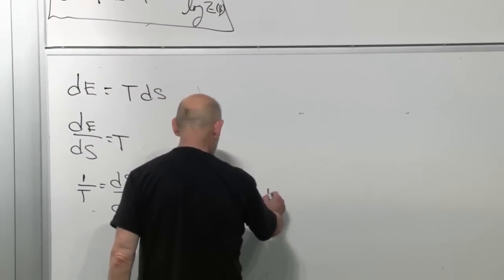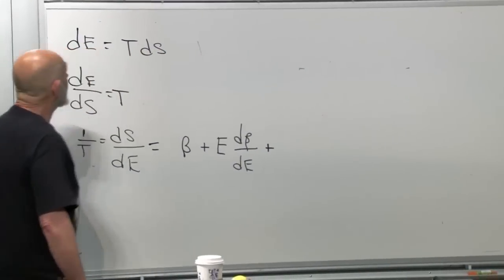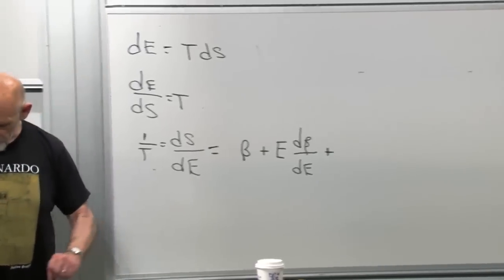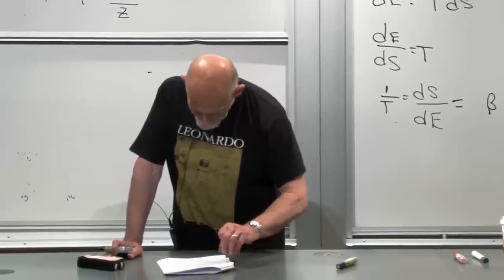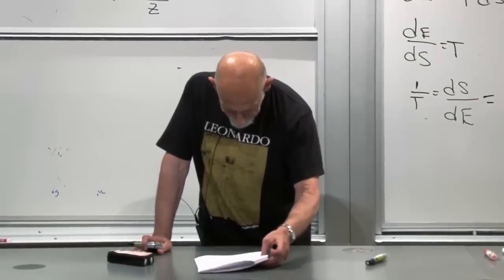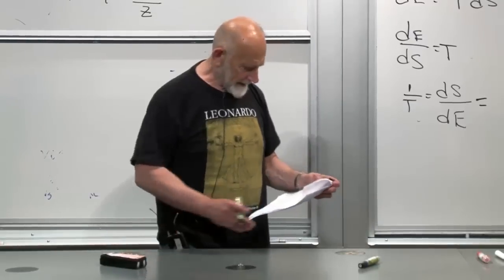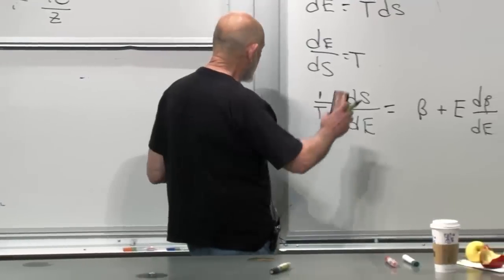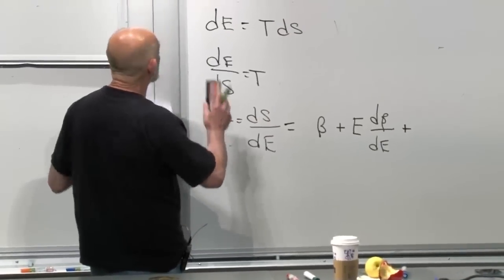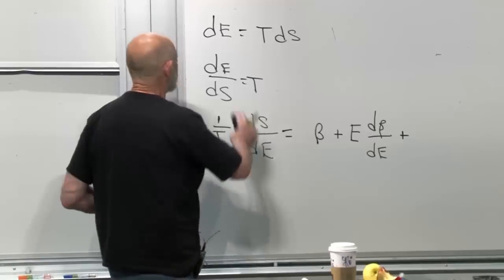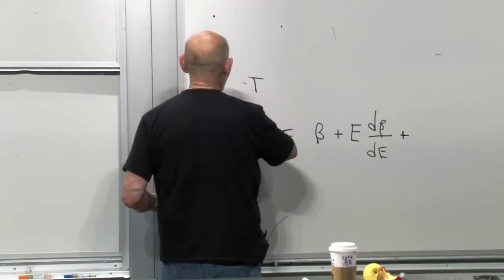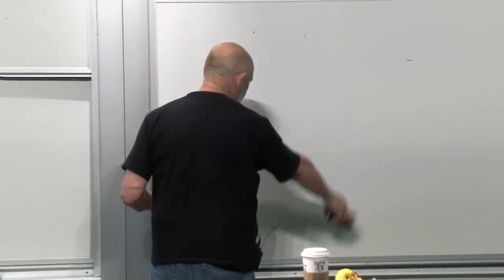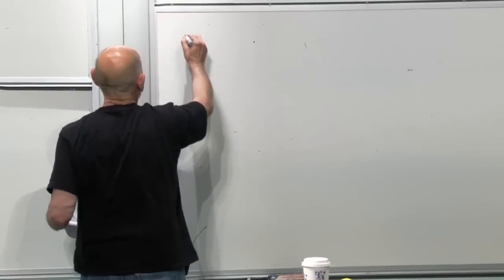Let's differentiate log Z. Let's see how I did this. I'm doing this badly. Let me go back a step. I want to start completely over again. Bad first move. A better move would have just been to write dS.